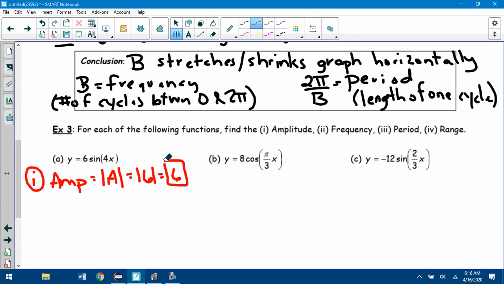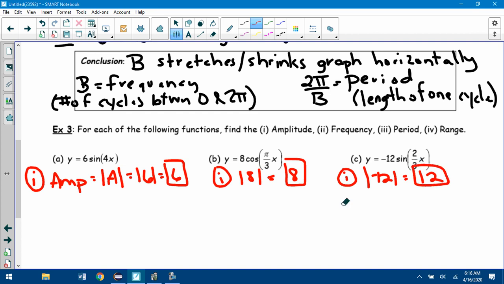Let's go across and do all of them at once. What would be the amplitude on B? It'd be the absolute value of 8, which is just 8. And C? Remember, absolute value of -12. So the answer to amplitude should always be a positive number, just 12.